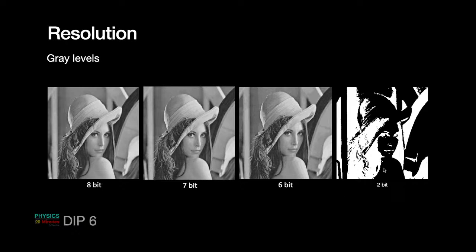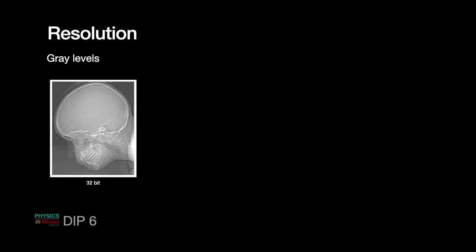I'll show you another example of the impact of reducing the gray level. So this is a 32-bit image. It has a very high bit depth. 32-bit is a very high bit depth.